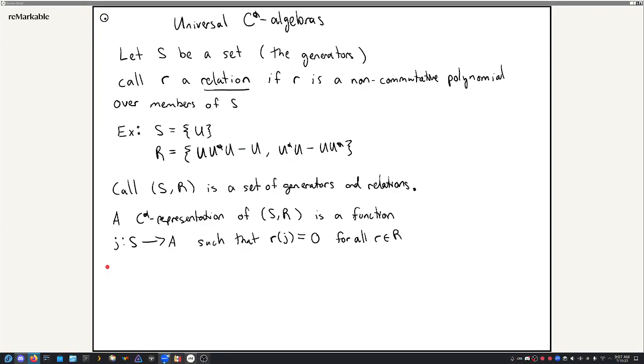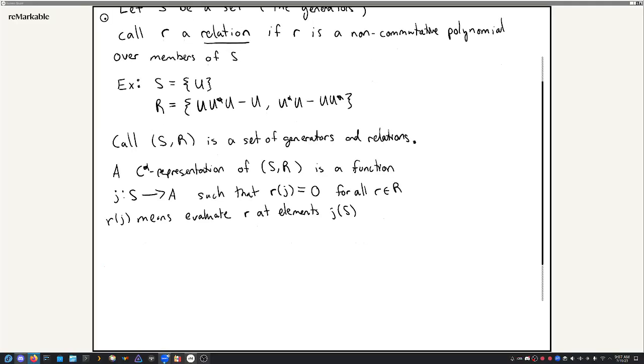So here, R of J again just means evaluate R at the elements J of S, which correspond to the inputs. So then R of J is a member of A, and to have a C-star representation, we want each one of those polynomials evaluated at these elements to give you 0 in the C-star algebra.